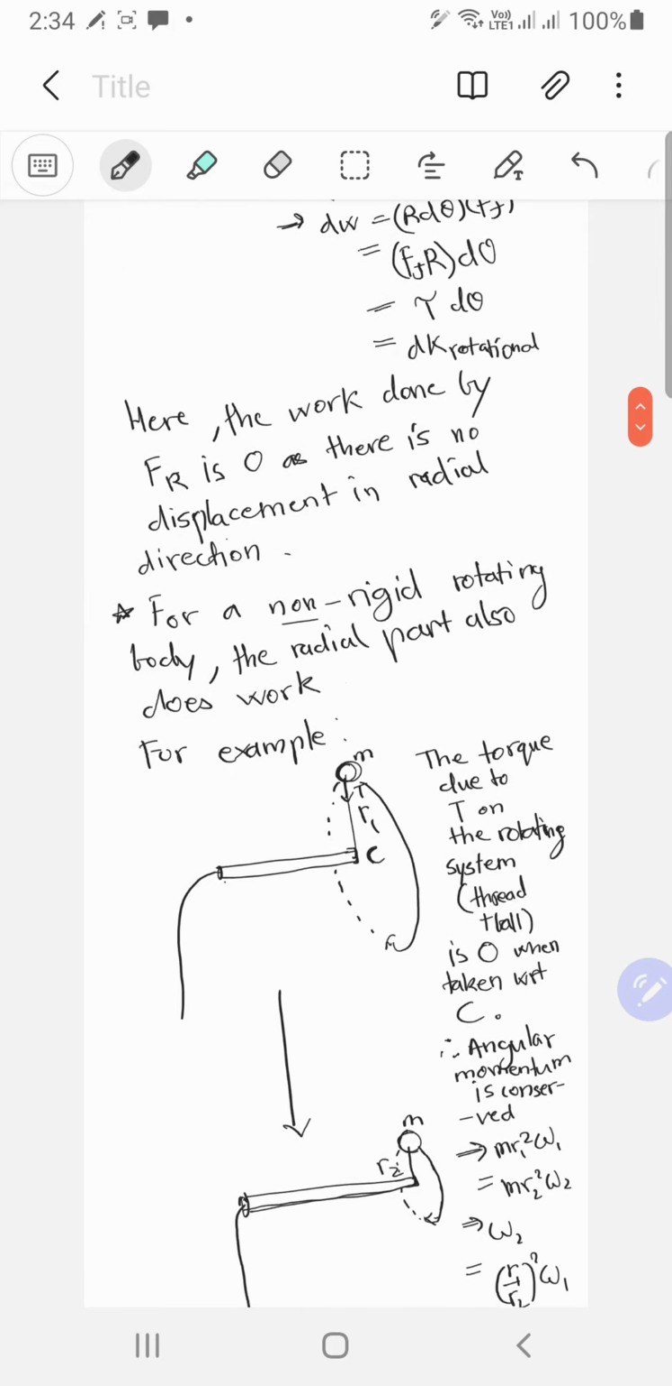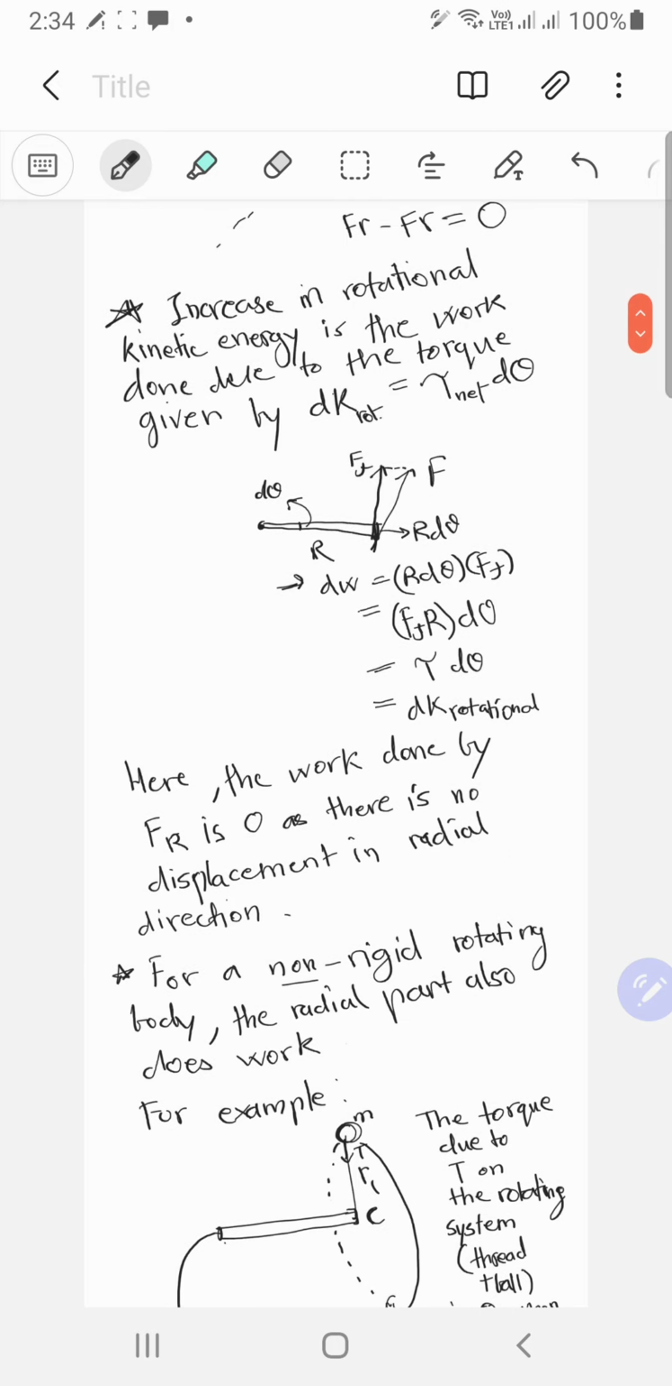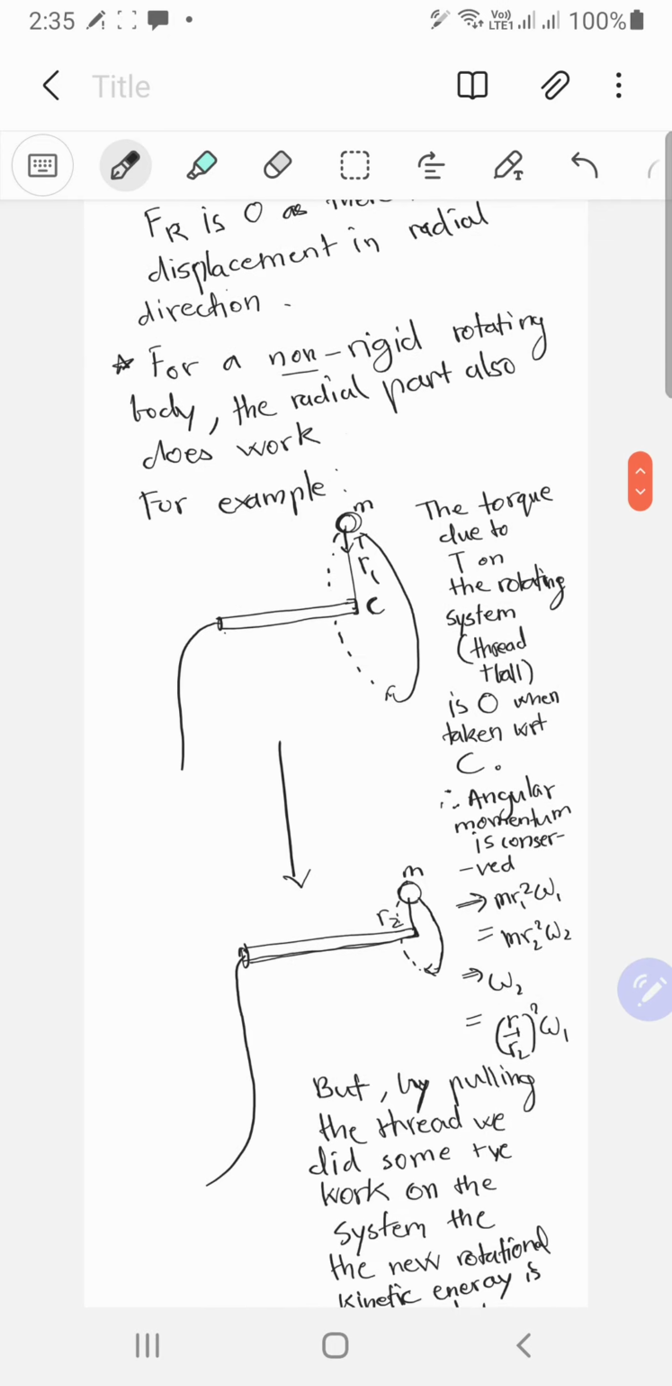Okay, so here the work done by Fr is 0, as there is no displacement in the radial direction, because this is a rigid body. So the radial distance is fixed. Actually the distance of every point from every other point is fixed on the rigid body, and hence that work is 0. But for a non-rigid body, the radial part also does work.